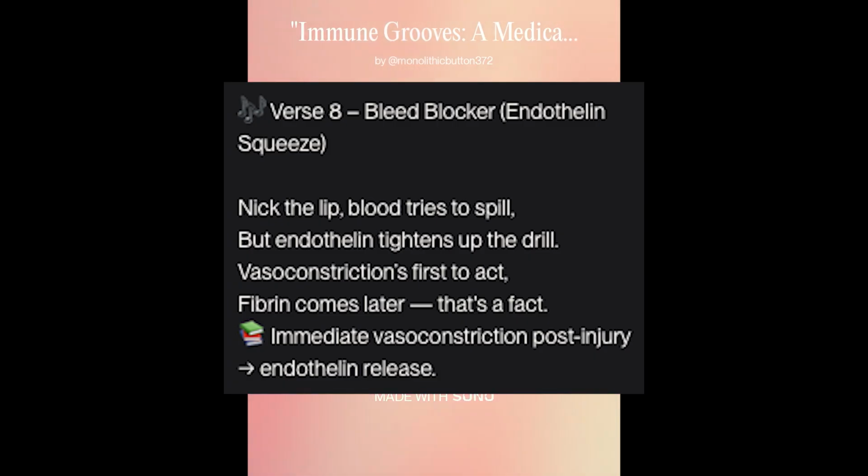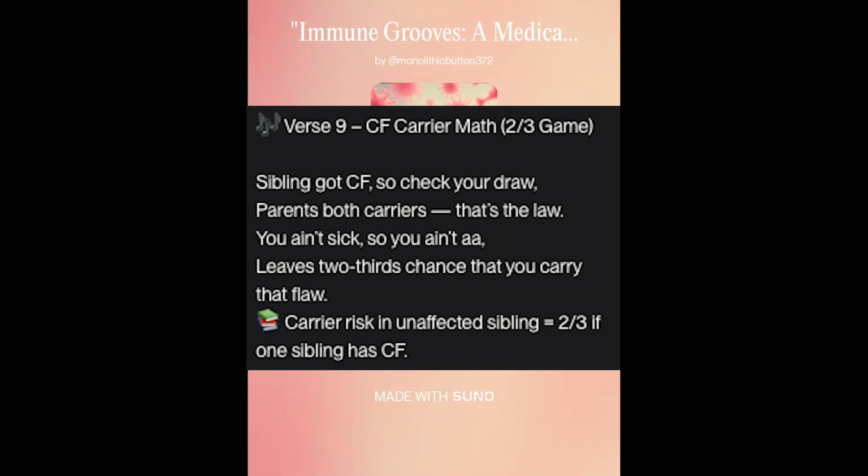Sibling got CF, so check your draw. Parents both carriers, that's the law. You ain't sick, so you ain't affected. Leaves two-thirds chance that you carry that flaw. Carrier risk in unaffected sibling.